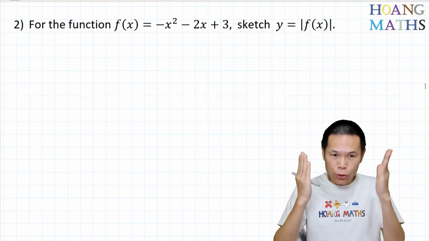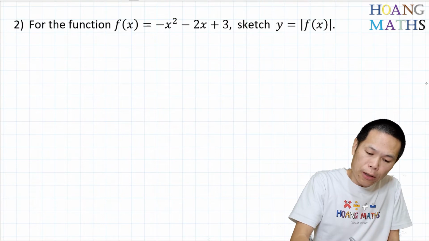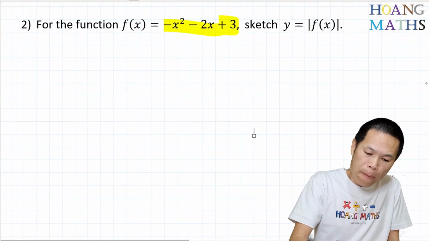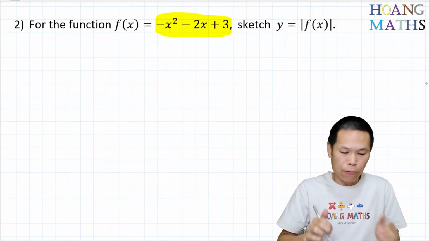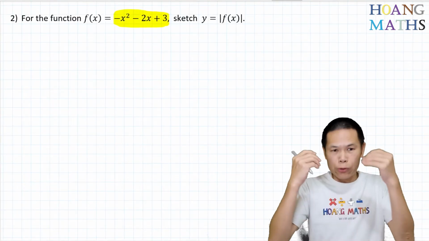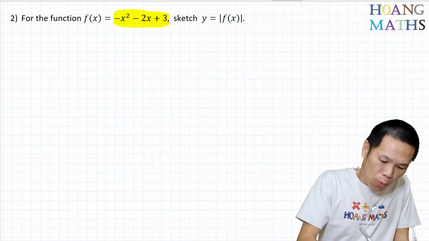So first of all, to do this, we need to graph y is equal to negative x squared minus 2x plus 3 first. We just get this parabola first. And to get this, we need to find the y-intercept first. So y-intercept.